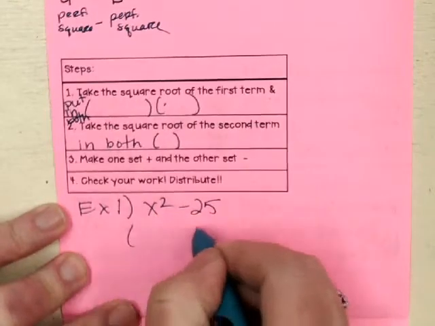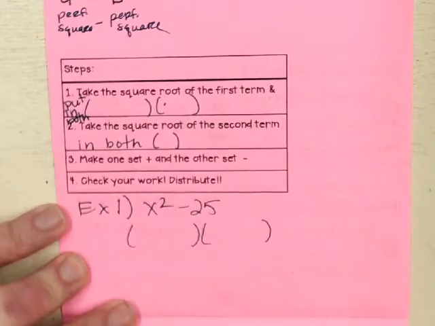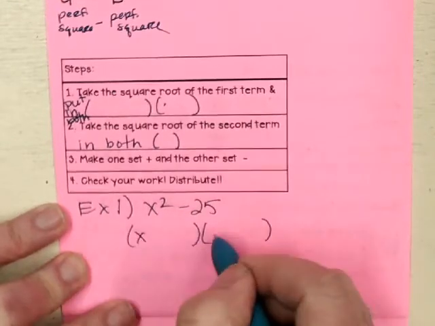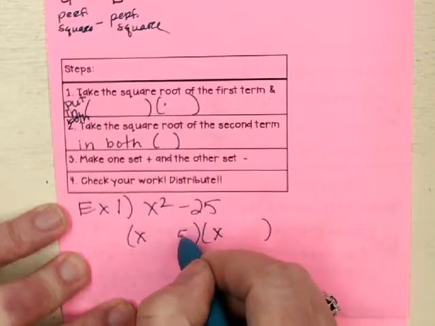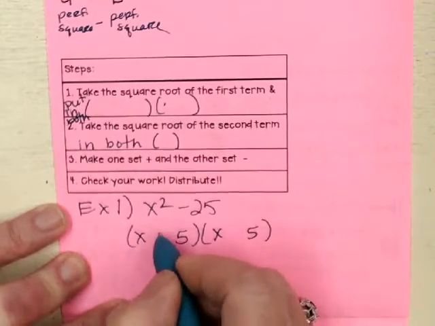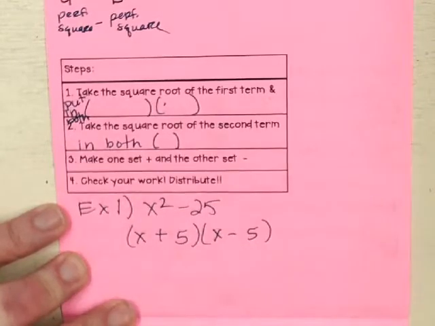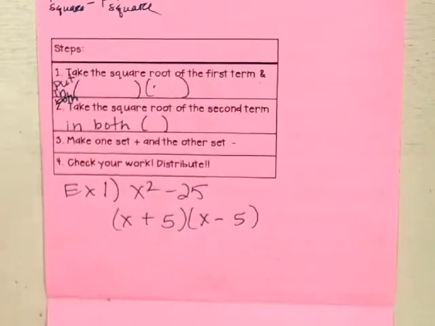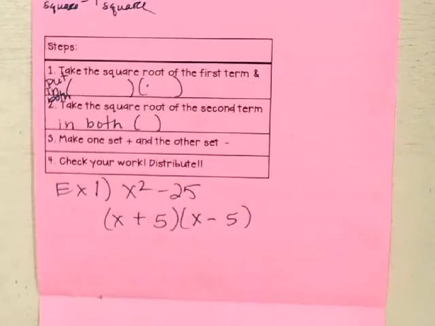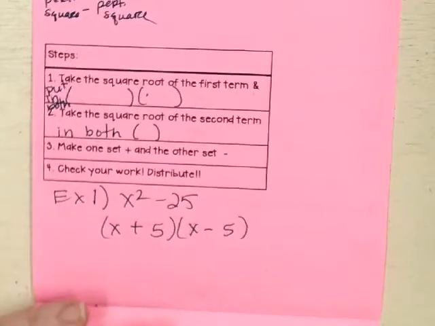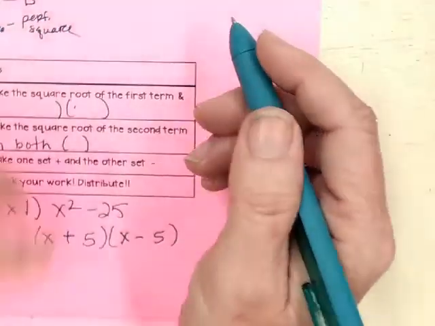You're going to need two sets of parentheses. You're going to take the square root, and you're going to take the square root, and then one's positive, one's negative, and the order doesn't matter. And I'm going to show you why, just in case you struggle with this just doing the shortcut thing. Here's the why behind it.